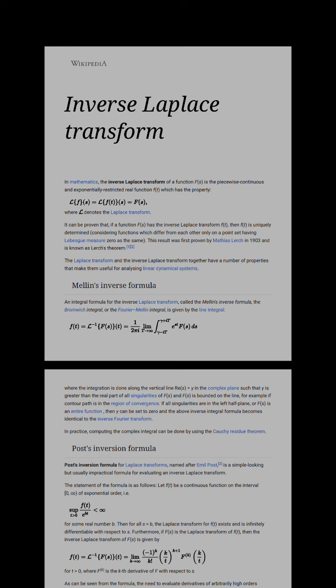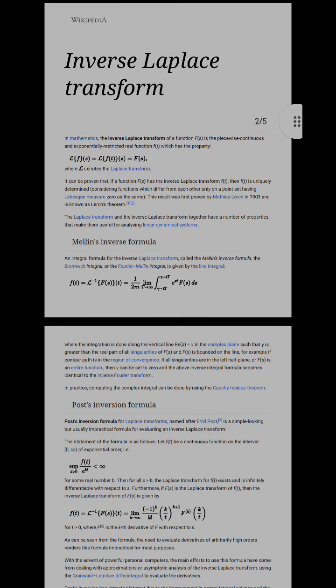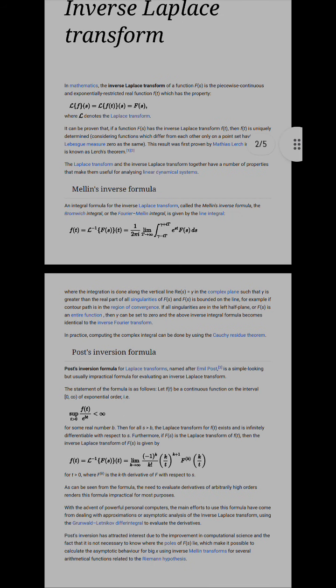The Laplace transform and inverse Laplace transform together have properties that make them useful for analyzing linear dynamical systems. Next, Mellin's inverse formula, an integral formula for the inverse Laplace transform, called the Mellin's inverse formula, the Bromwich integral or the Fourier-Mellin integral, is given by the line integral, where the integration is done along the vertical line Re(s) = γ in the complex plane such that γ is greater than the real part of the singularities of F(s) and F(s) is bounded on the line.